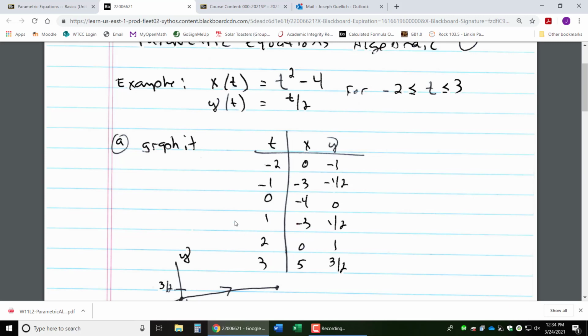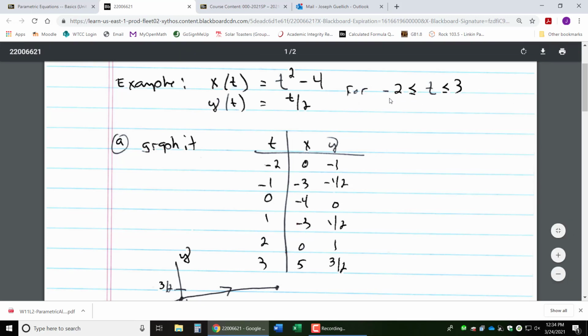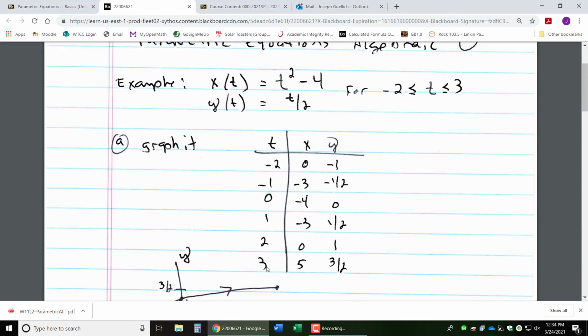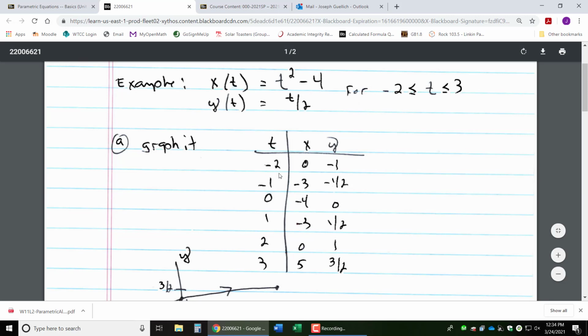Now, depending on the equations, you might fill this in with a couple of extra values. Maybe you need to go 0, 1/3, 1/2, something like that to get a better visual of the graph. But sometimes you just do the whole numbers. If you have specific values of t, you never do anything outside of that interval. So I'm not going to do -5 or +10. I start at -2 and I end at +3.